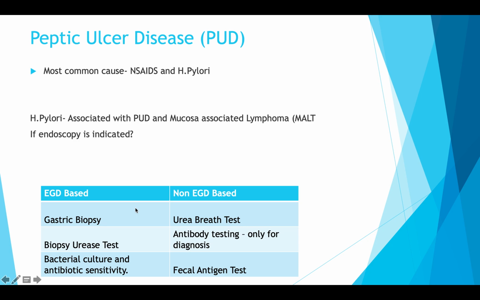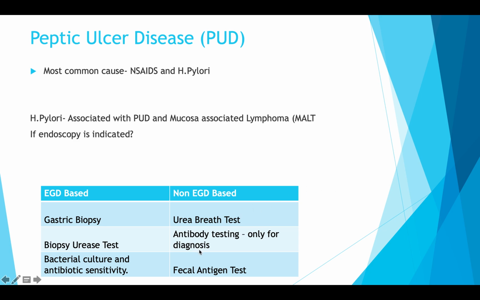So what are the things you can do when you're already doing an EGD? You can do a biopsy. You can do a biopsy urease test. You can send for bacterial culture and antibiotic sensitivity. Like I said, this is the gold standard. Now, what is non-EGD based testing? This is urea breath test or antibody testing and/or fecal antigen testing. So again, these are the non-EGD based testing.